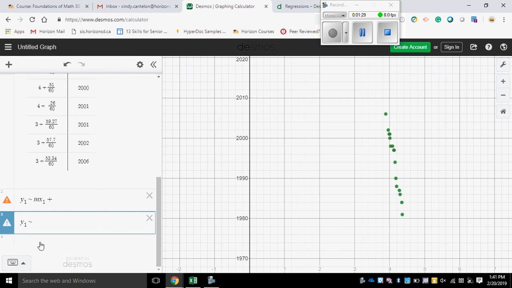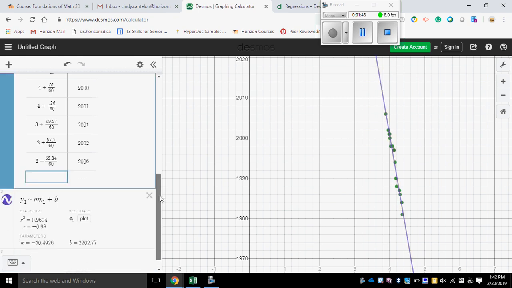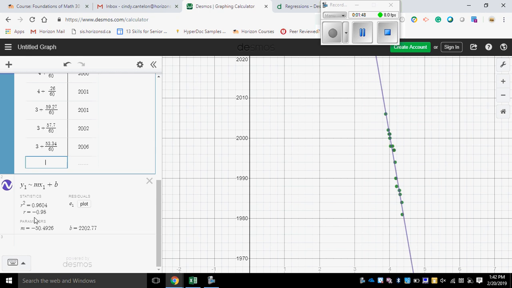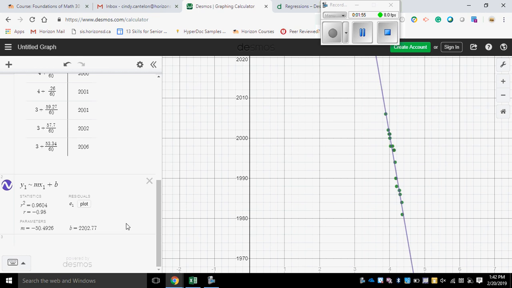So we want y1 approximately mx1 plus b. We have to put x1 again, plus b. As soon as we type that, I want you to notice that Desmos did all these calculations. It did these statistics, and it tells us information about that graph. It tells us our slope is negative 50.4926 and its y-intercept is at 2200. Notice it also drew the line, so I can zoom in and see what happens.